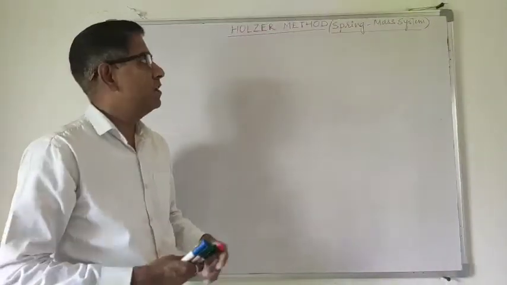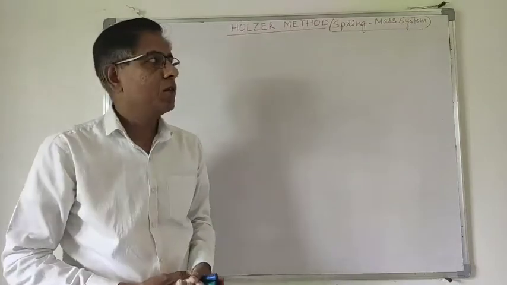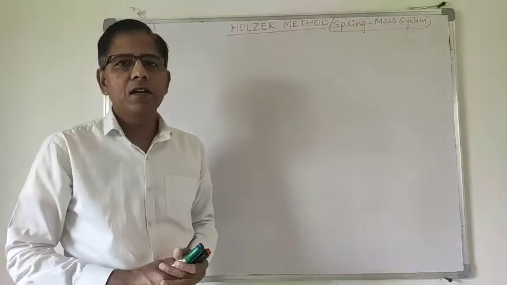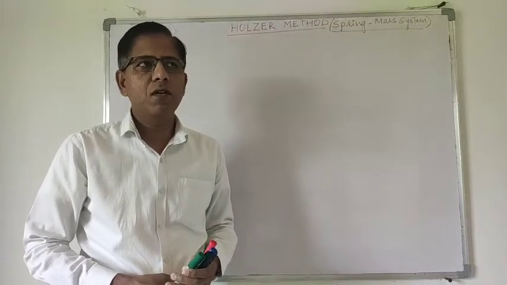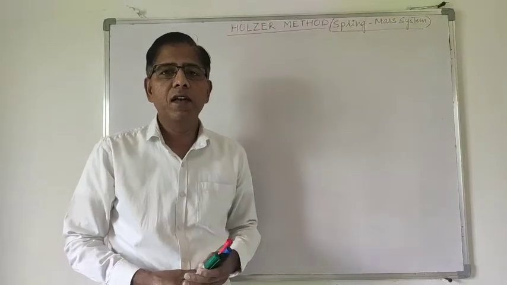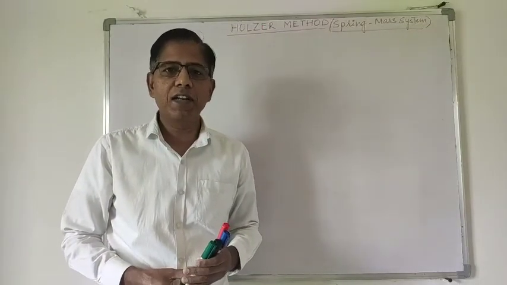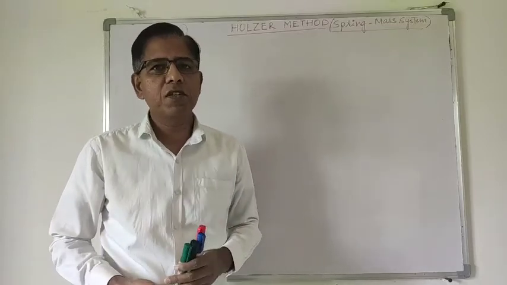Students, today's topic is Holzer method applied to spring mass system. Now Holzer method is basically an approximation method, or iterative method, or a trial and error method for finding the natural frequencies of multi-degree of freedom system.